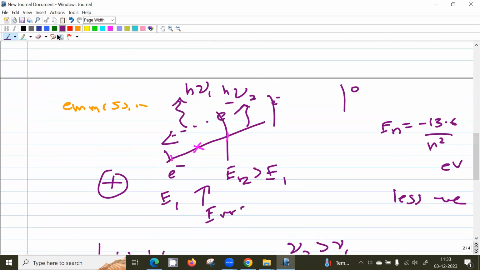Like jump from here to here will give me a frequency. But if there is a jump possible from here to here, that will give a different frequency, but that's not possible because there is no orbit here. There is no orbit. The next orbit is here, and the next orbit is here. So I can have frequency corresponding to this jump, or even this jump. But I cannot have frequency corresponding to jump from here to here because there is no orbit here. So only certain lines are possible.